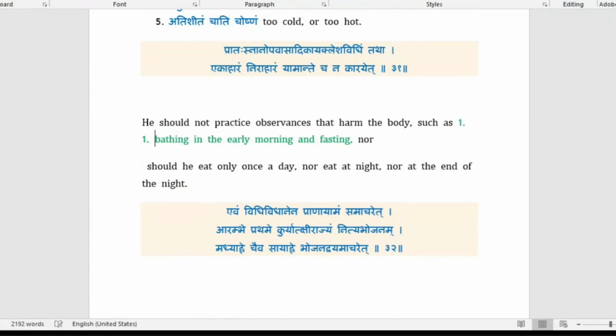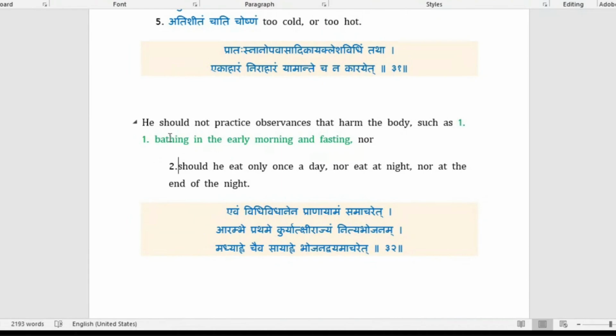Then second is, should he eat only once a day or at night, not at the end of the night? Should he eat only once, or only at night, only once a day, either at night or at the end of the night. All these extreme things, Gherand Rishi has said that it is not advisable. He should not do it. That is not good for his body.